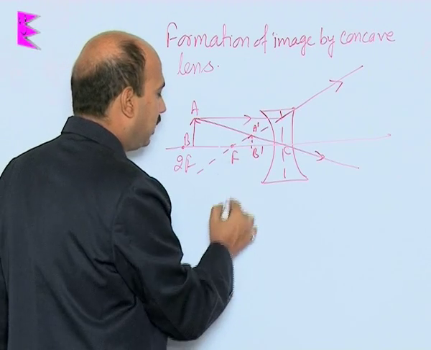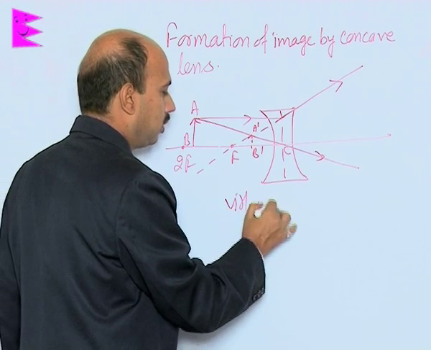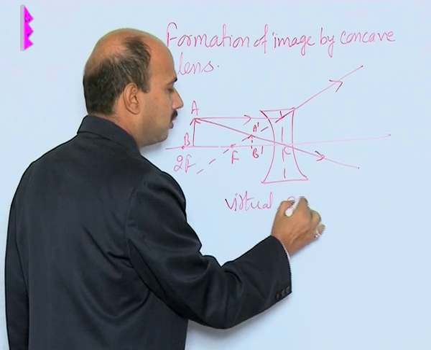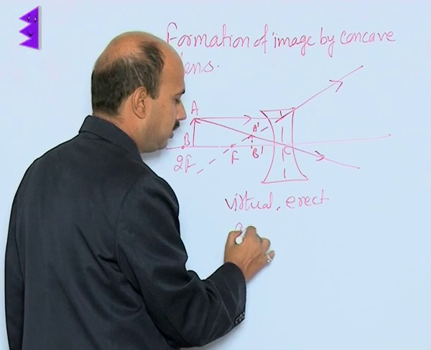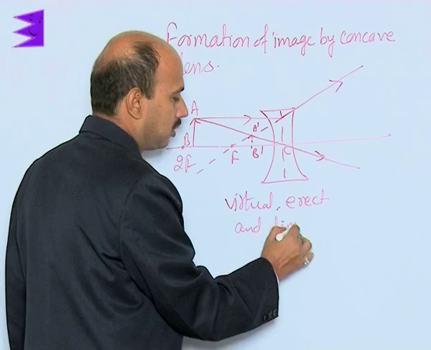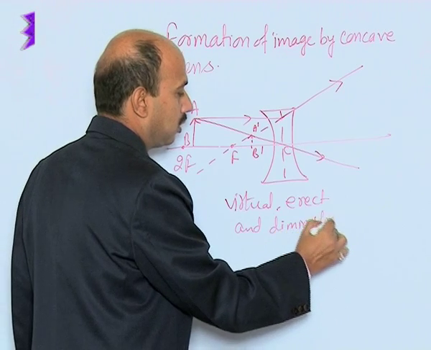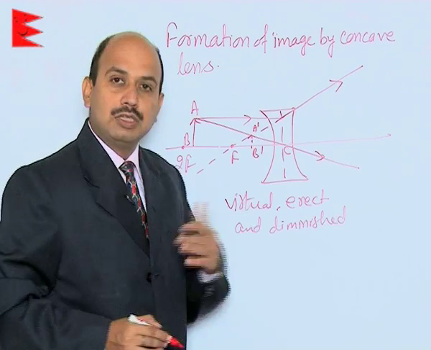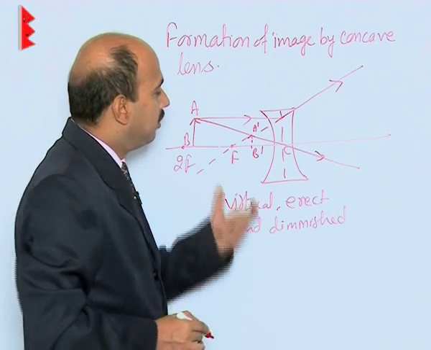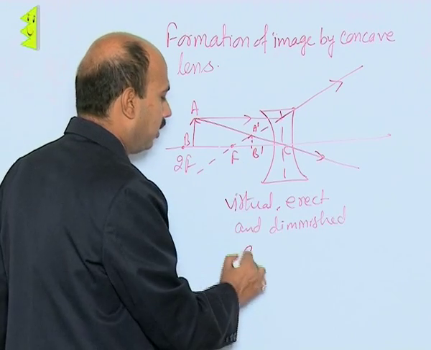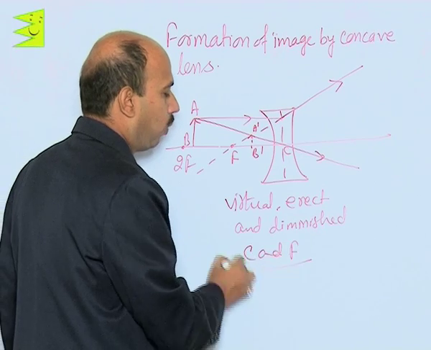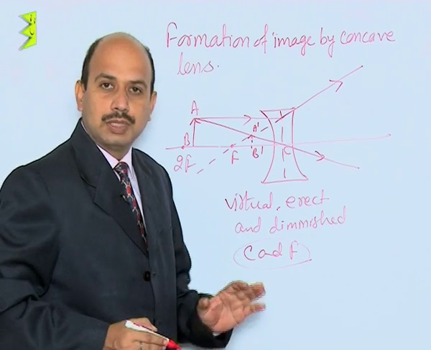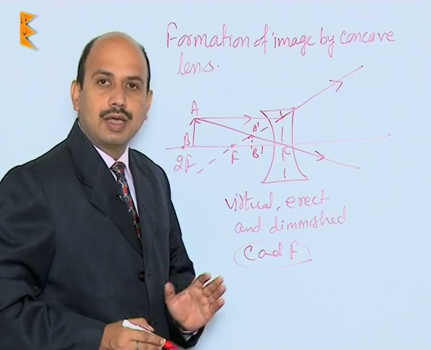Now, this image is virtual, erect and diminished, and also one more important property about this: whatever is the position of the object, the image is always obtained between C and F, and it is always virtual, erect and diminished.